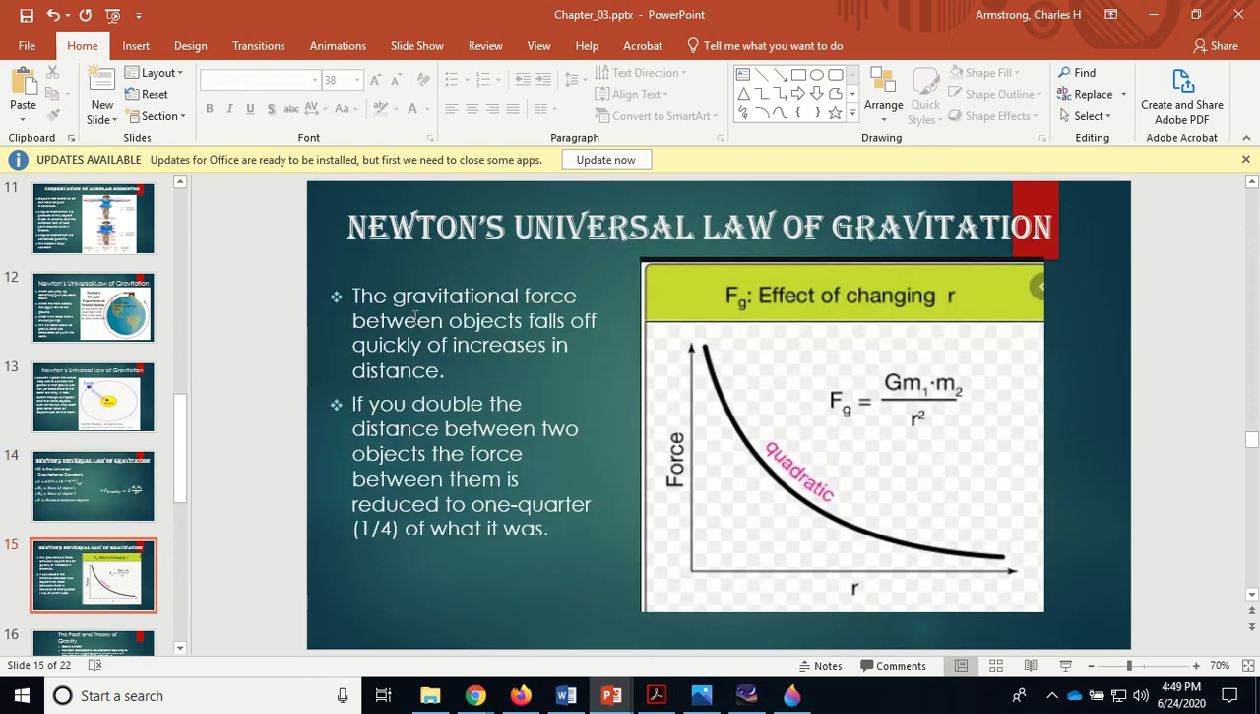And the gravitational force between objects falls off quickly as distance increases. If you double the distance between two objects, the force between them is reduced to 1/4 of what it was. So we'll run into that. I have a better thing coming up for that later.